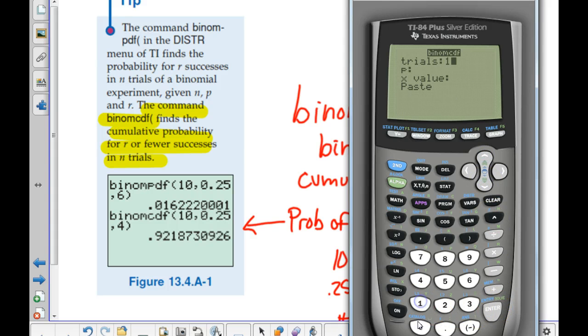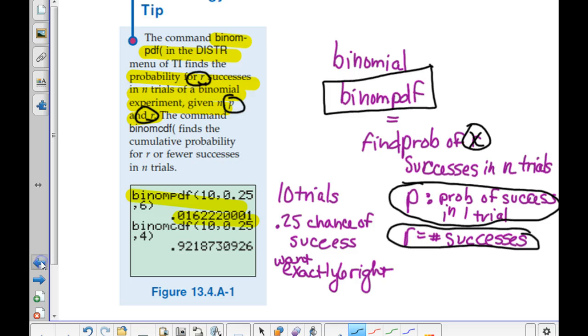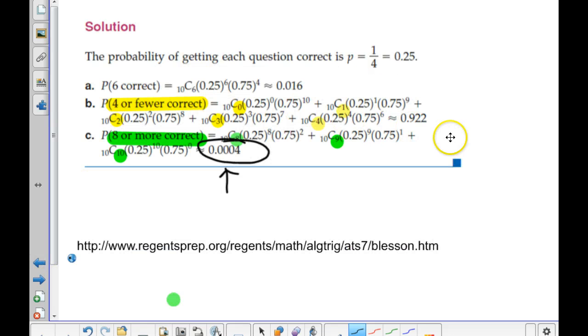Out of 10 questions, the probability of success is still 0.25, and what's the chance you get? Now, when you put a 4 here, because you did cumulative, it will do 4 or fewer, correct? 0.92, okay? And if we went back here, that was this question, probability getting 4 or fewer correct, 0.92.